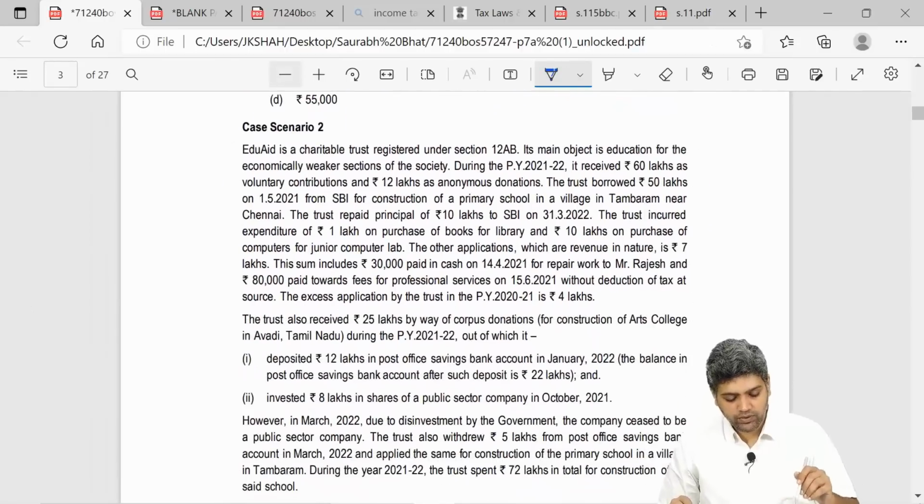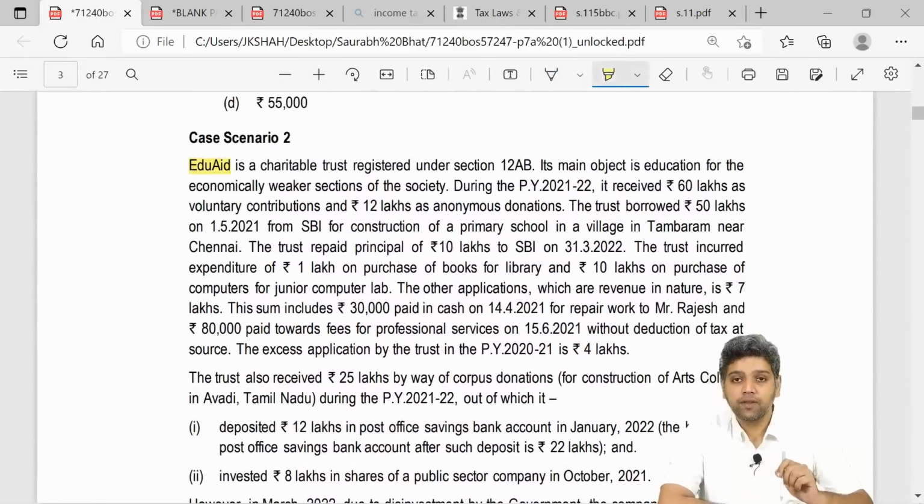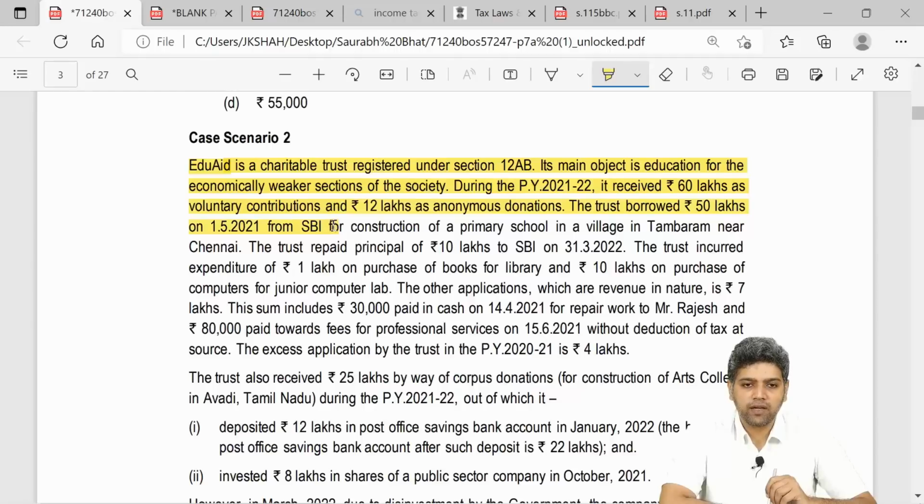This is based on provisions of charitable trust. It says Edu Aid is a charitable trust registered under section 12 AB. Its main object is education for economically weaker sections of society. During the previous year, it received 60 lakhs as voluntary contributions and 12 lakhs as anonymous donations. The trust borrowed 50 lakhs on 1st May 2021 from State Bank of India for construction of a primary school in a village in Tambaram near Chennai.